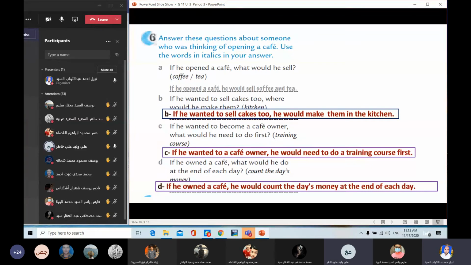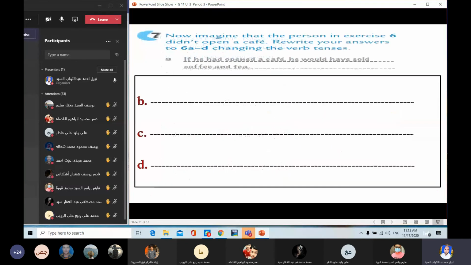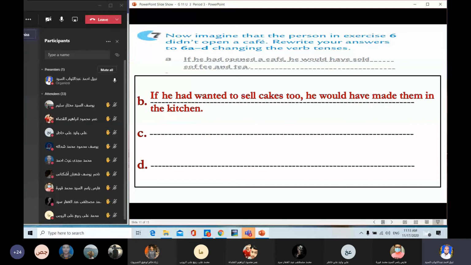Thank you. Mohamed Mostafa Abdel Ghaffar. Listen, Ali. Listen to Mohamed Mostafa. If he wanted to sell cakes too, he wouldn't have made them in the kitchen. Why do you use negative here? Mohamed Ali Rabie. Thank you. If he had wanted to sell cakes too, he would have made them in the kitchen. Excellent, Mohamed Ali Rabie. Thank you. Mohamed says, if he had wanted to sell cakes too, he would have made them in the kitchen.